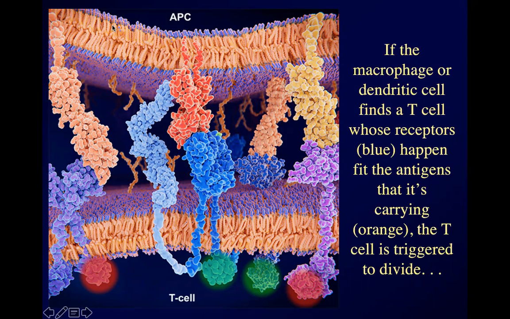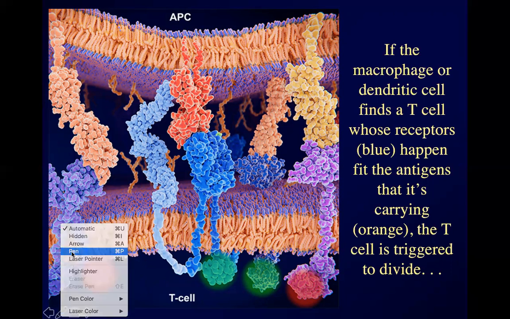The stuff up at the top and bottom of this picture that looks like, I don't know, 2 layers of orange shag carpet, that's actually the cell membrane made up of molecules called phospholipids that I don't really have time to talk about. But that's the membrane of the macrophage up at the top and the T cell at the bottom. And here, I'll go to the pen.